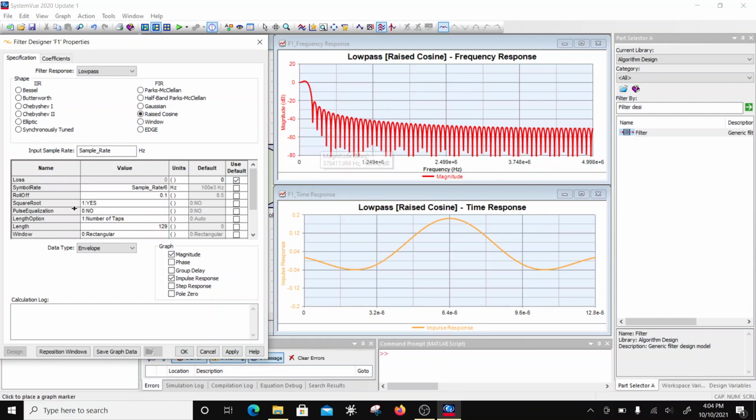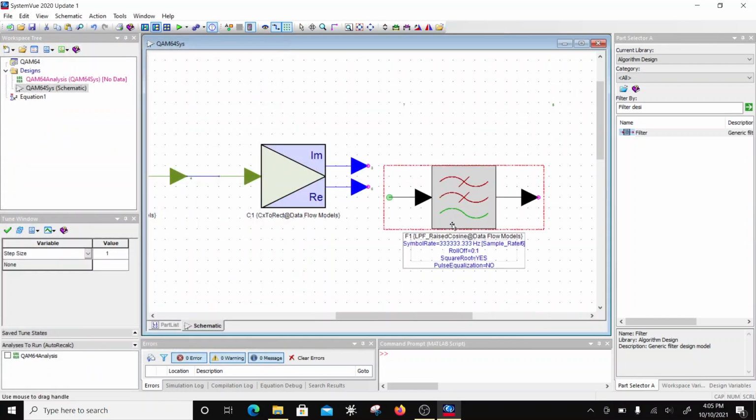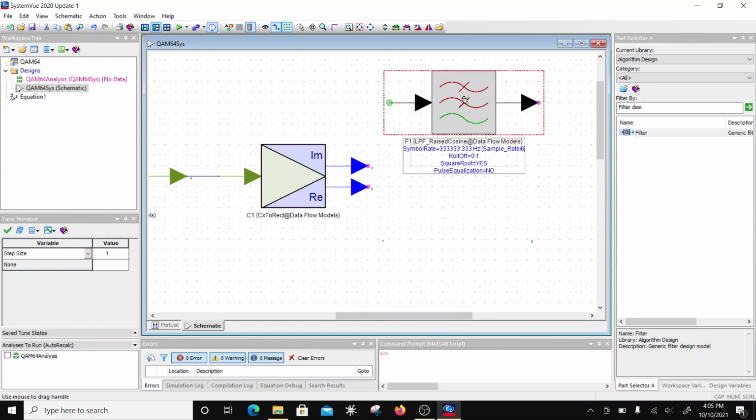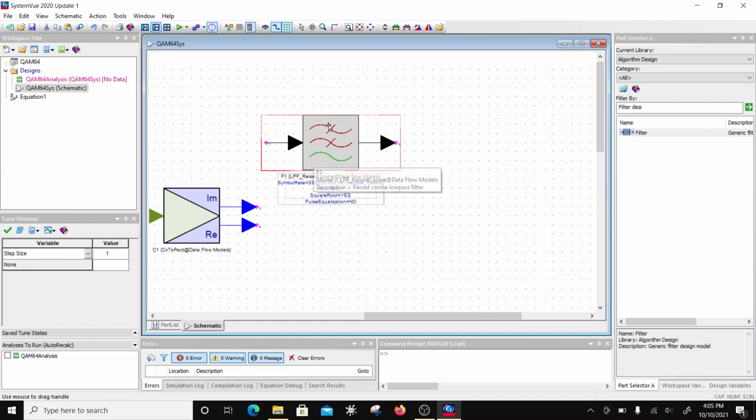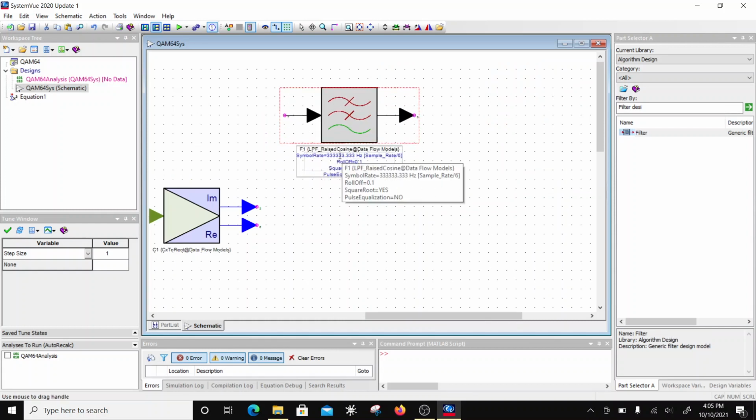So that's the response of the filter, and everything looks okay to me. This is a rectangular window, so I'll say okay. That will give me the filter. Of course, the symbol rate is not a good number to look at, because it is going to be 2 megahertz divided by 6, right? So that's a very strange number.